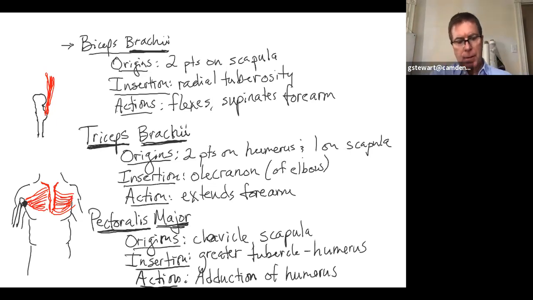All right. Let's go down into the abdomen. And our next muscle is the rectus abdominis.